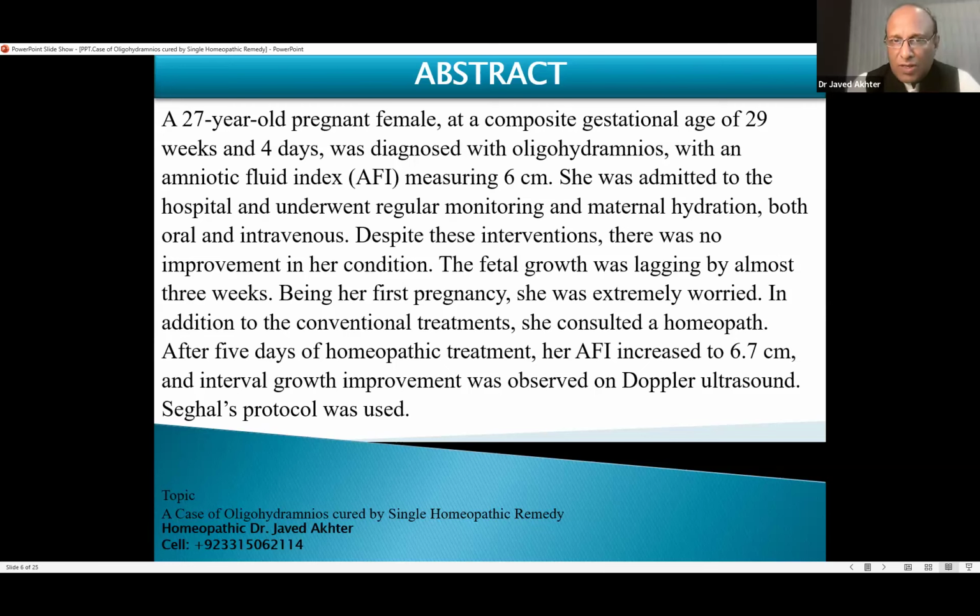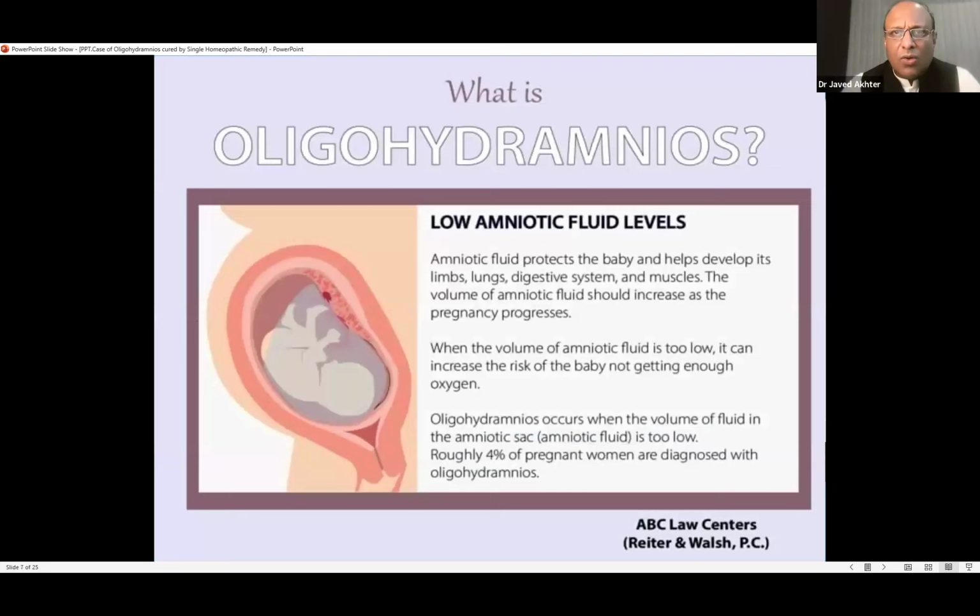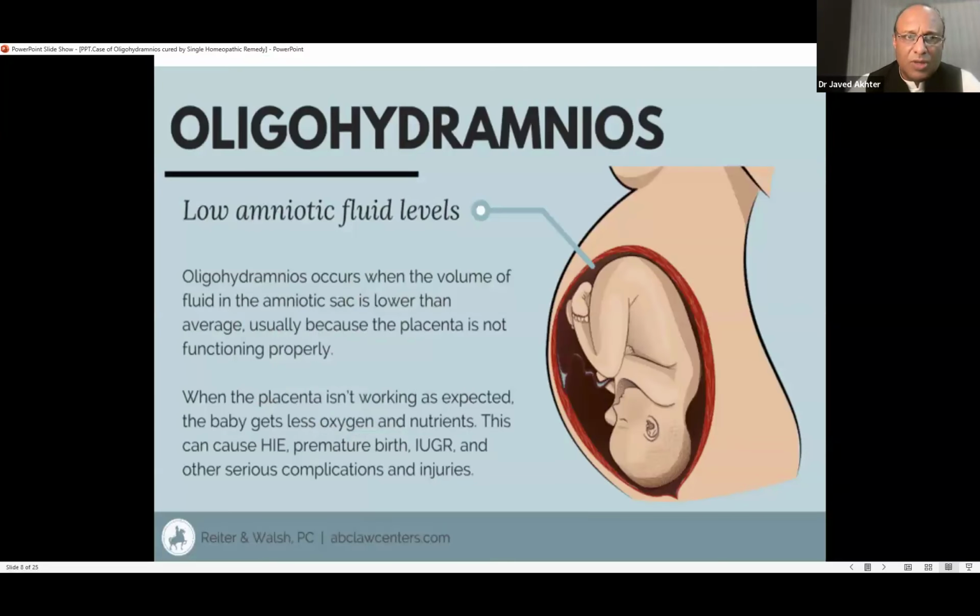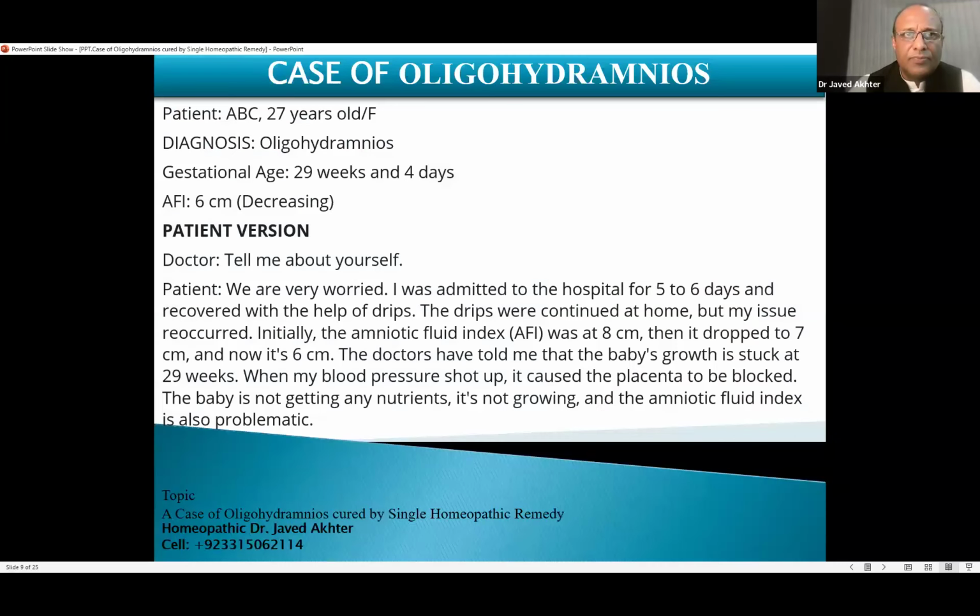In addition to the conventional treatment, she consulted a homeopath. After 5 days of homeopathic treatment, her AFI increased to 6.7 centimeters and interval growth improvement was observed on ultrasound. The Sankaran protocol was used to evaluate the case. This is the abstract of this case. Oligohydramnios is already mentioned over here. These are just pictures to show the oligohydramnios. And now I'm going to present the case.